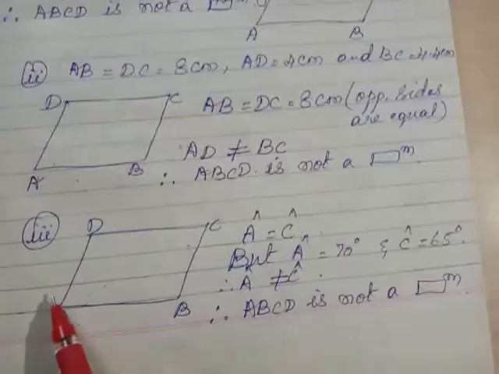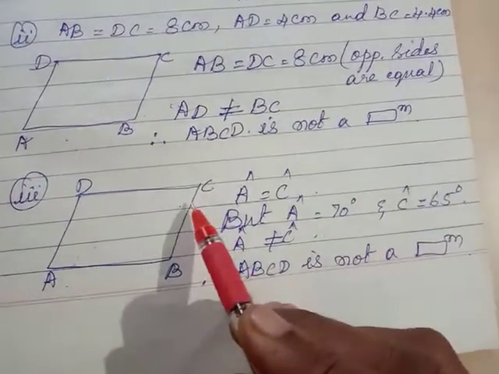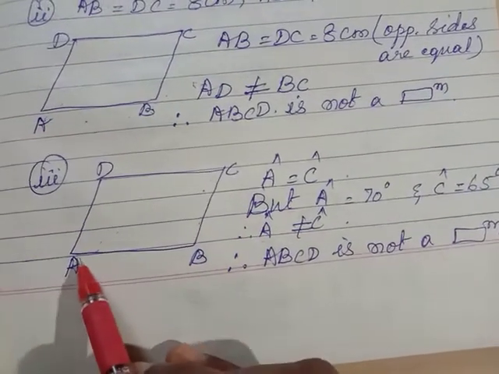Okay. The next, third one, angle A is equal to angle C. But angle A is equal to 70.